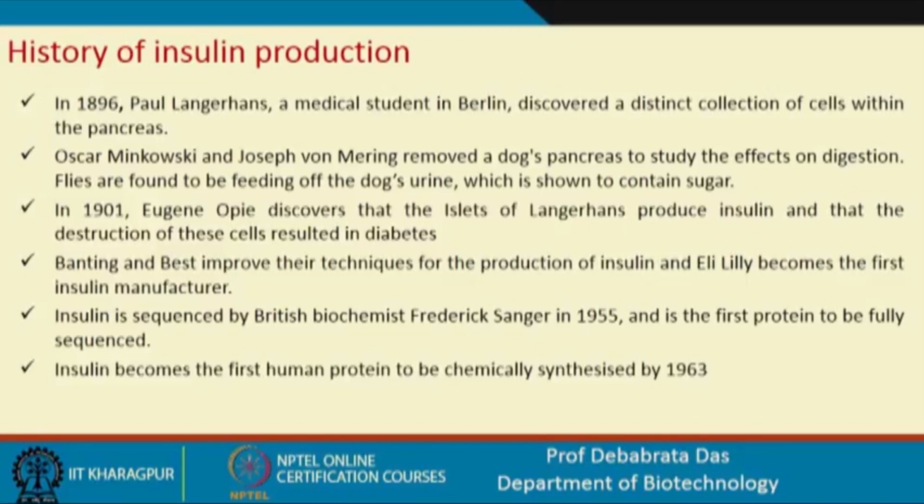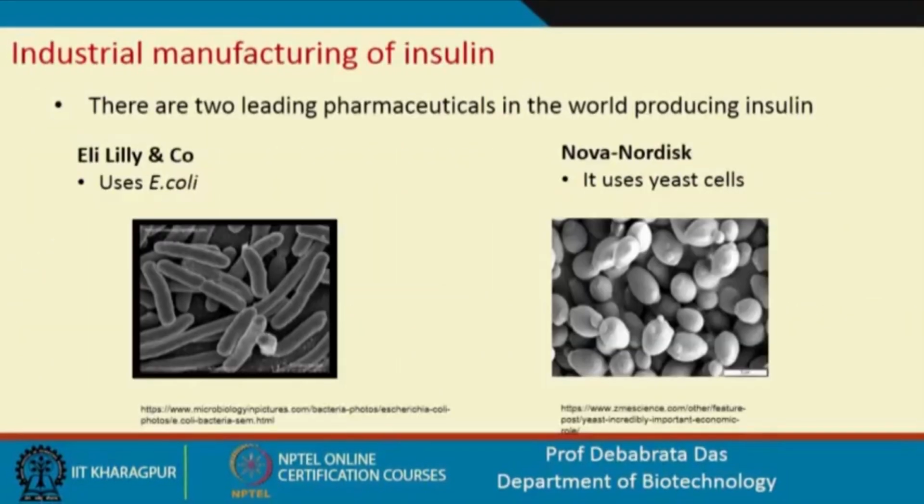The insulin concentration in the bloodstream plays a very important role. It can be produced in two ways. You can see that by using E. coli, I told you most recombinant proteins are usually produced with the help of E. coli. Eli Lilly and Company use E. coli, this rod shaped organism that we have, and Novo Nordisk, another company, uses yeast cells for the industrial production of insulin.